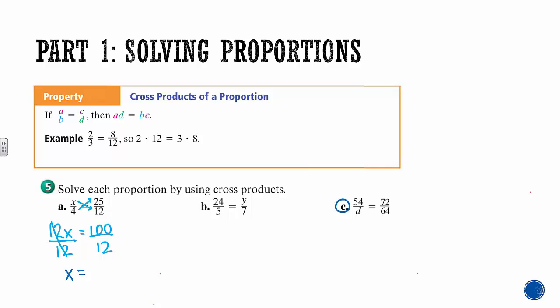So if I divide this, 112, they both have a 4 in common. 4 goes into 12 3 times, and into this 25 times. So we get 25/3.